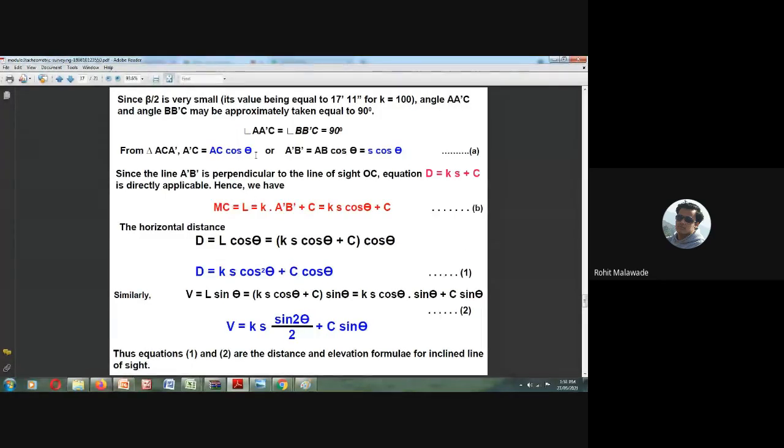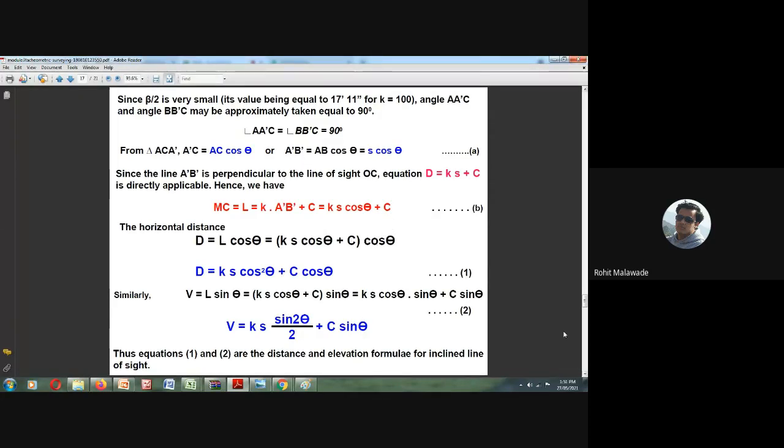Okay, so we want these final equations, but we also need to know how we have got them. This particular thing will be important for us, but still we will know how we have got it. So from triangle A C A dash, we have got A dash C.